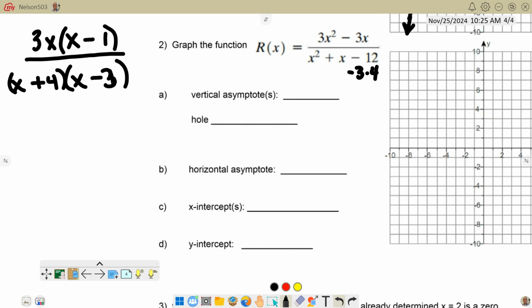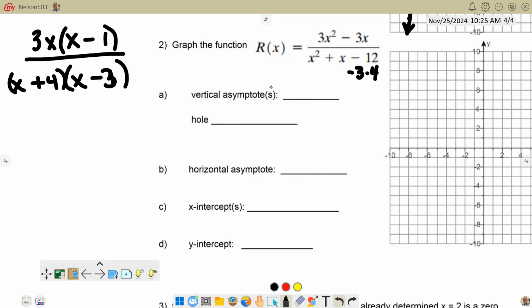Now, there are no common factors on these guys, so on this particular problem there is no hole that I'm going to be able to cancel out. All right. So what do we do from there?